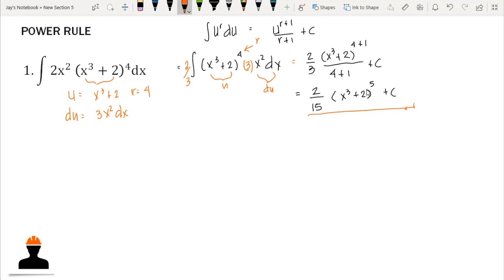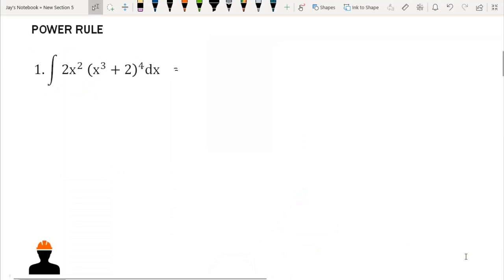For u-substitution, we will not be introducing 3 and then multiplying 1/3 outside of the integration. So in this video, we will integrate this one using another approach. Again, we identify u, that is x cubed plus 2, and then the derivative of u is 3x squared dx. Then we know that our dx here is equal to du over 3x squared.